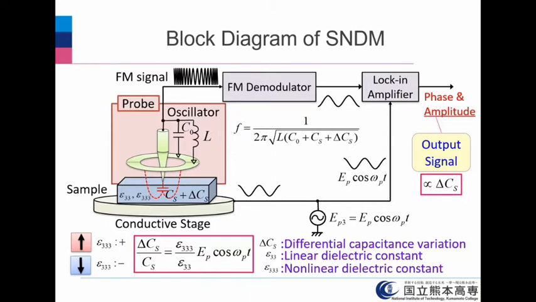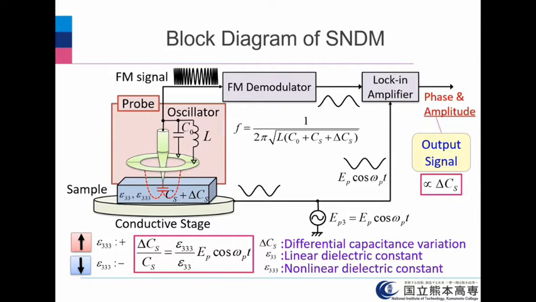Here is a block diagram of SNDM. The important thing is how we measure the small capacitance change. By using this LC oscillator, we can measure it. It consists of an LC resonator, and the probe needle is connected to the LC resonator like this. When the needle contacts the sample, it composes a capacitor, whose value depends on the dielectric constant of the substrate.